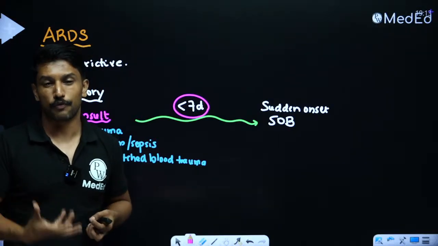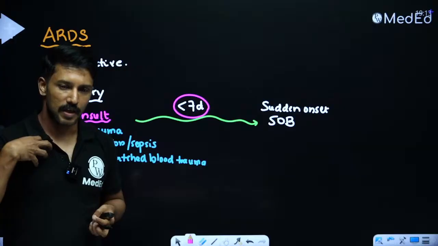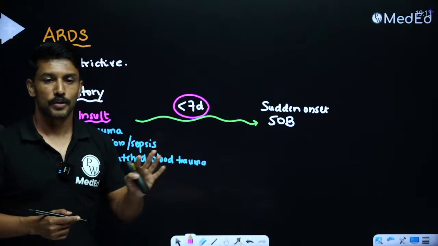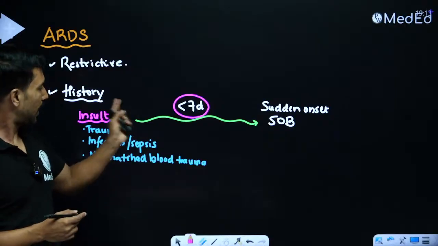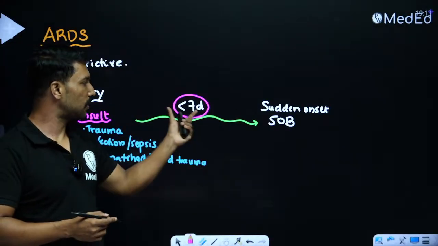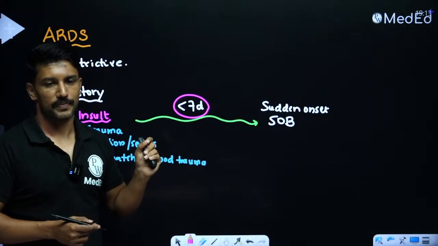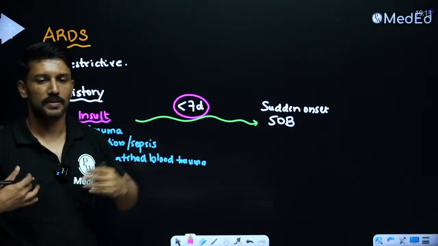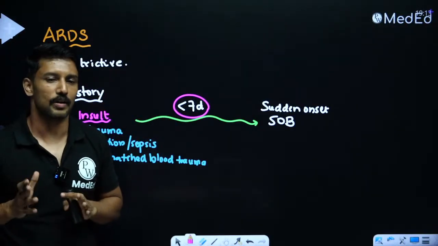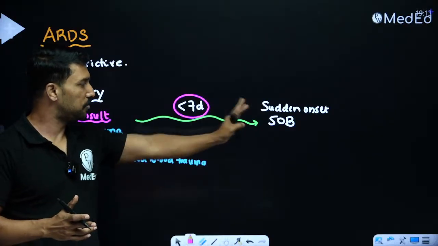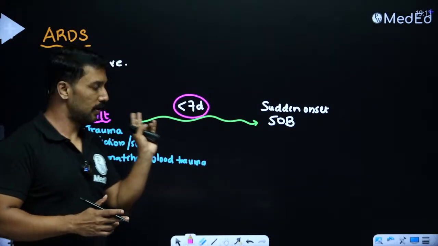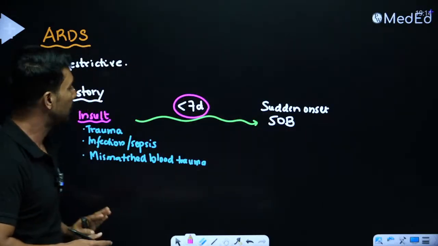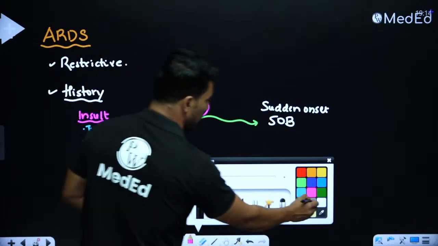Inflammatory cytokines formed because of that infection have reached the lungs and caused the damage to lungs, and that's why he's developing sudden onset shortness of breath. And from the insult to the onset of symptoms, it should be less than 7 days. It can't be a question where it says that 1 year back he had a urinary tract infection, now he's having sudden onset shortness of breath. Don't think of it as ARDS. Should be bridged by less than 7 days gap between some inflammatory event happening and then patient developing shortness of breath.